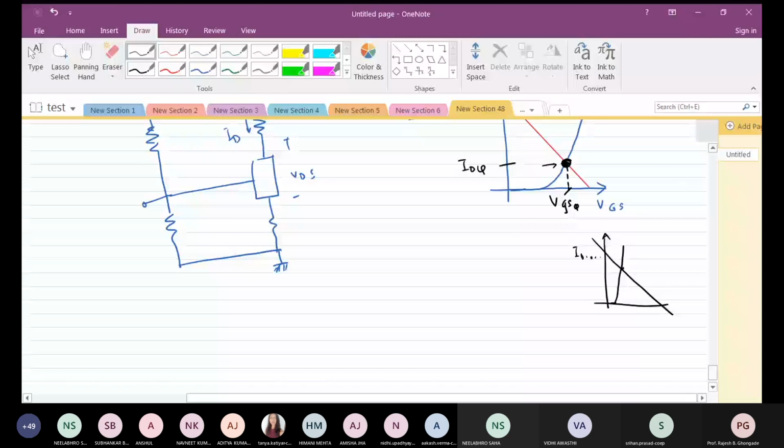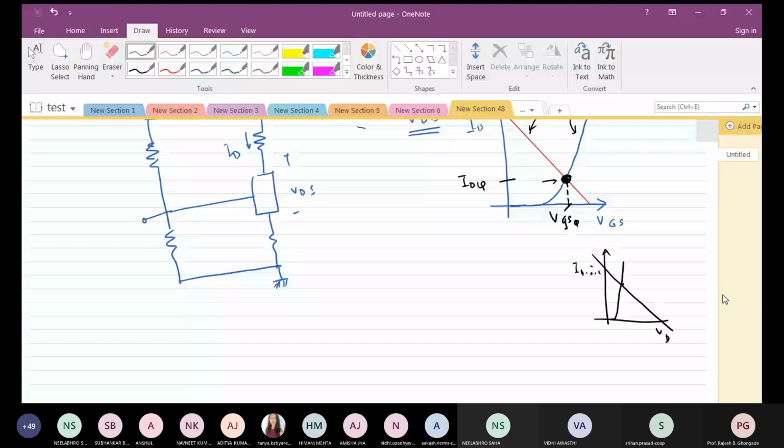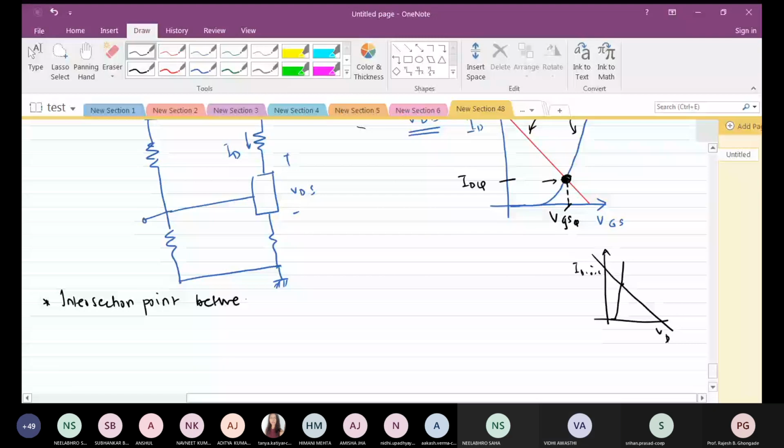So from the point of view of the load lines and the characteristics, what can we say about negotiated biasing? It is simply to find out the intersection point between the characteristic, maybe transfer characteristic, and the load line. Just remember this and you will understand everything.